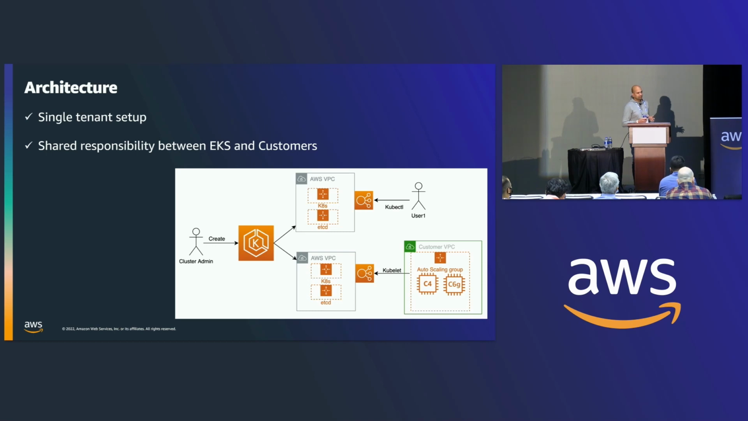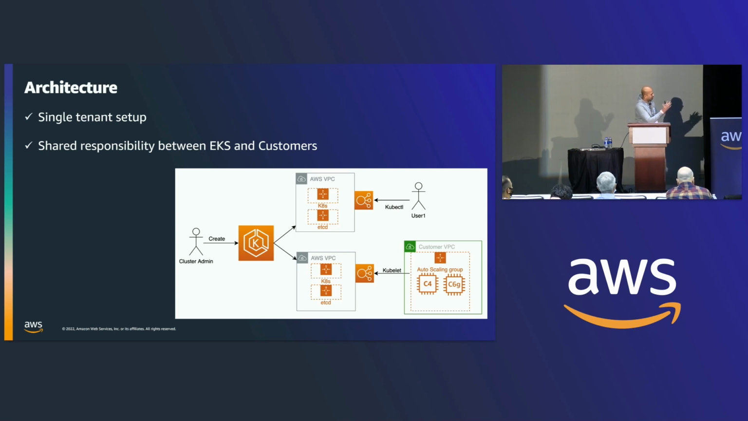So EKS is set up in a single tenant architecture. Every cluster is isolated from every other cluster. The personas in this picture are a cluster admin and a user. The cluster admin here created two clusters. They're both isolated. The data is isolated. Nothing interacts with each other.